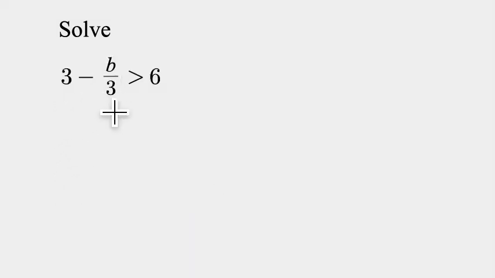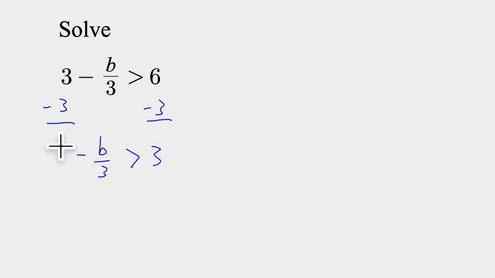Now we have 3 minus b over 3 is greater than 6. We're solving for b, so we're trying to get b by itself. We'll start by getting this fraction by itself. Now to get rid of this 3, we're doing the opposite of what's in front of the 3. Well, we understand that this is a positive 3, so we're going to be subtracting 3 on both sides. So we ignore the operation that comes after it for this step. So 3 minus 3 is 0, those cancel out. Now we have negative b over 3 is greater than 3.